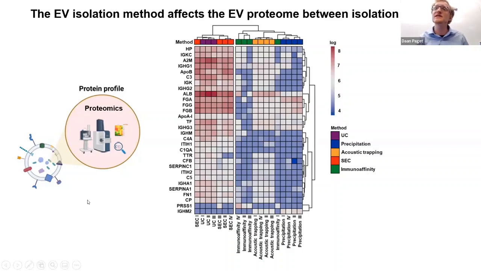The first thing I'd like to point out is that we see very nice clustering of patients or healthy volunteers together. And when we apply a hierarchical clustering to see if there are differences between these different groups, we see that there are two main clusters forming: SEC and UC, which seem to be quite high in these proteins, and then immunoaffinity capture, acoustic trapping, and precipitation, which seem to have a lower amount of these proteins present. So again, suggesting that the protein profile is affected by the isolation method.